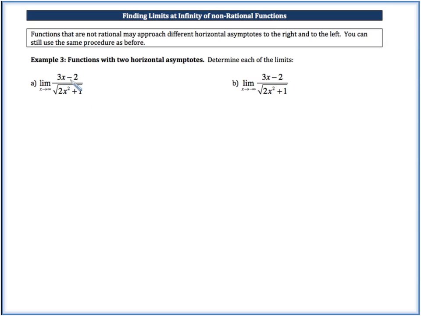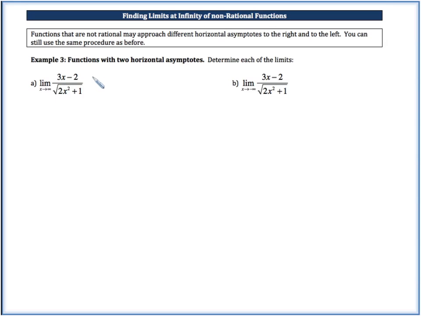So we have the function 3x minus 2 over the square root of 2x squared plus 1. And these functions are the same. In letter A, we're trying to find it as x goes to positive infinity. In letter B, we're looking at x goes to negative infinity. The first thing to notice here is that we have a radical symbol. So we want to realize that this is not a rational function, so we're going to treat it a little bit differently.